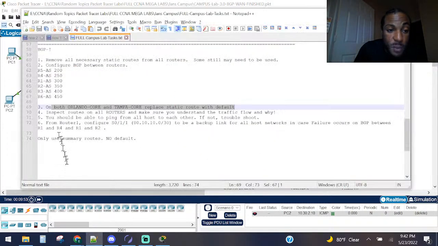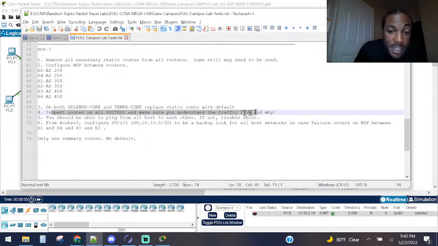And then what else we did? Inspect all routes. Then we looked at all the routing tables. We saw how BGP was being advertised throughout the networks. And this is what I really should have done, and I think I would have seen this. Make sure you understand the traffic flow and why. He should have put that in all caps. If he had done that, I would have been like, oh shit, there's a routing loop. And I think that's what happened there. I think there was a routing loop.